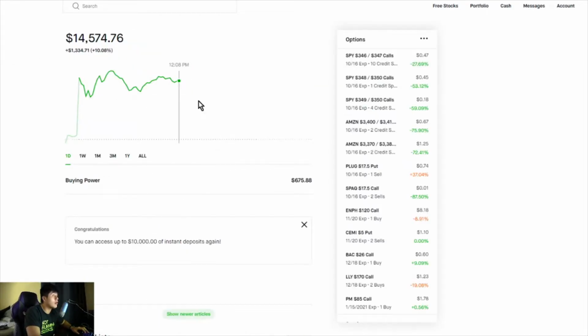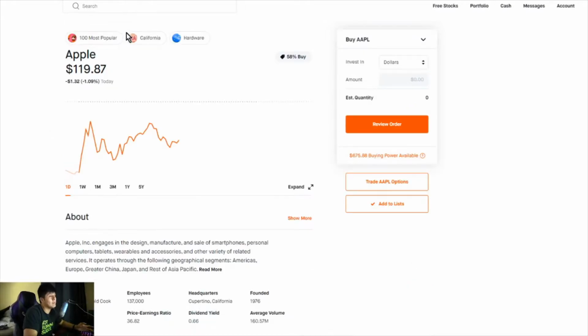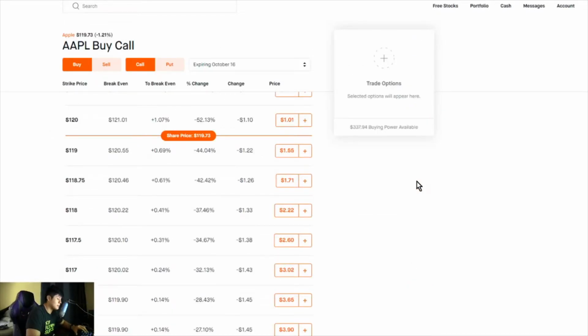But once you have that all enabled, what you're going to want to do is go to a stock that you feel comfortable with. For example, Apple. I love Apple. Apple, great, especially with their new iPhone coming out. It's great hype. I like the concept. MagSafe, it's great. But yeah.